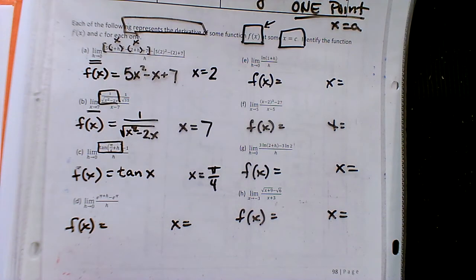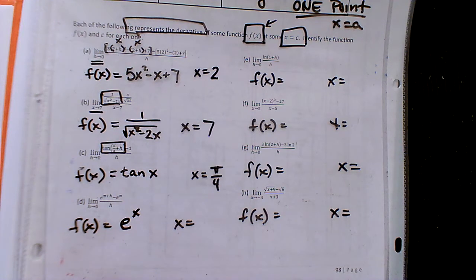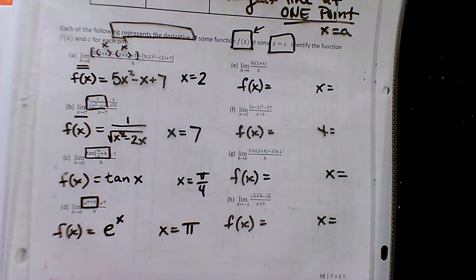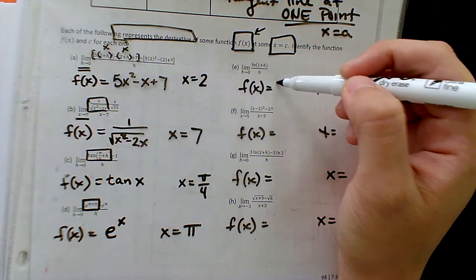What about D? It's another h limit. So we're looking for that kind of x plus h that we can substitute in. We get e to the x. Okay, so looking at this, if you plug in x plus h for that x, it would look something like that. And notice how instead of x we have pi. What about E? This one was a good one. What do you think, Griffin? I said natural log of x.